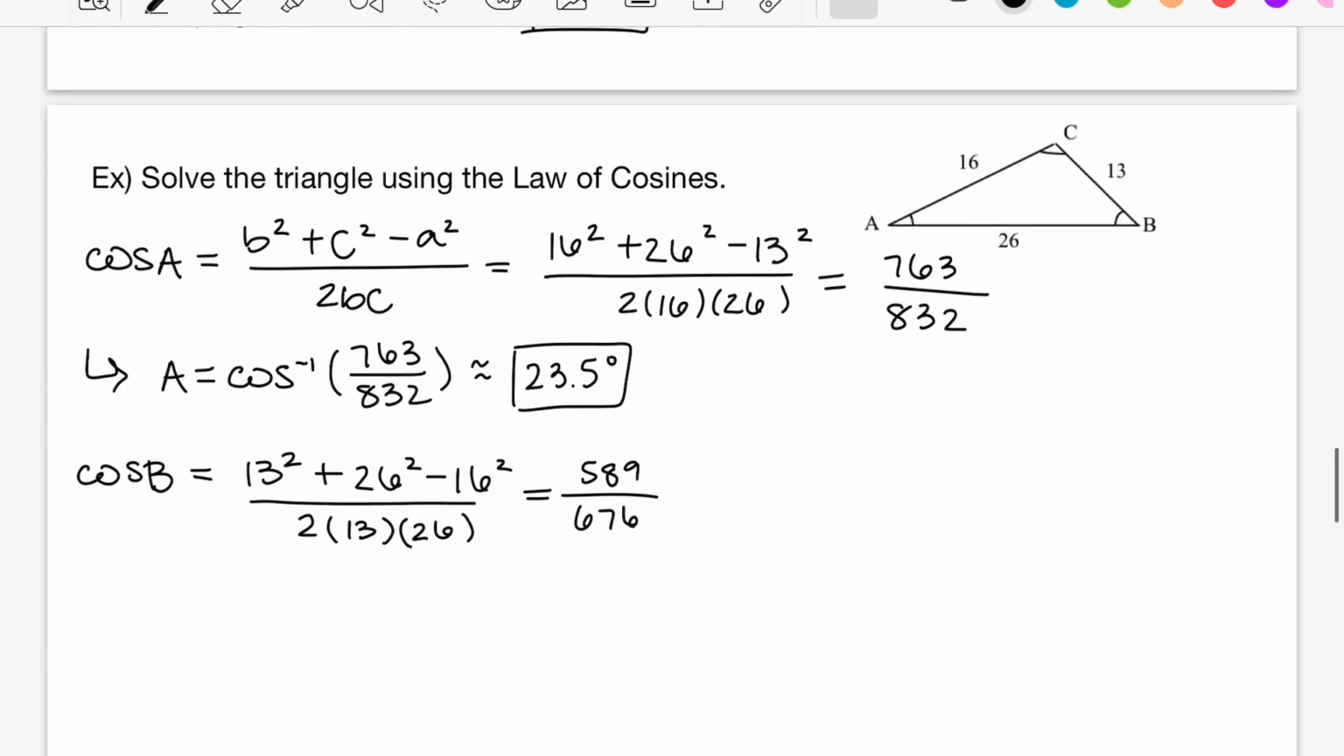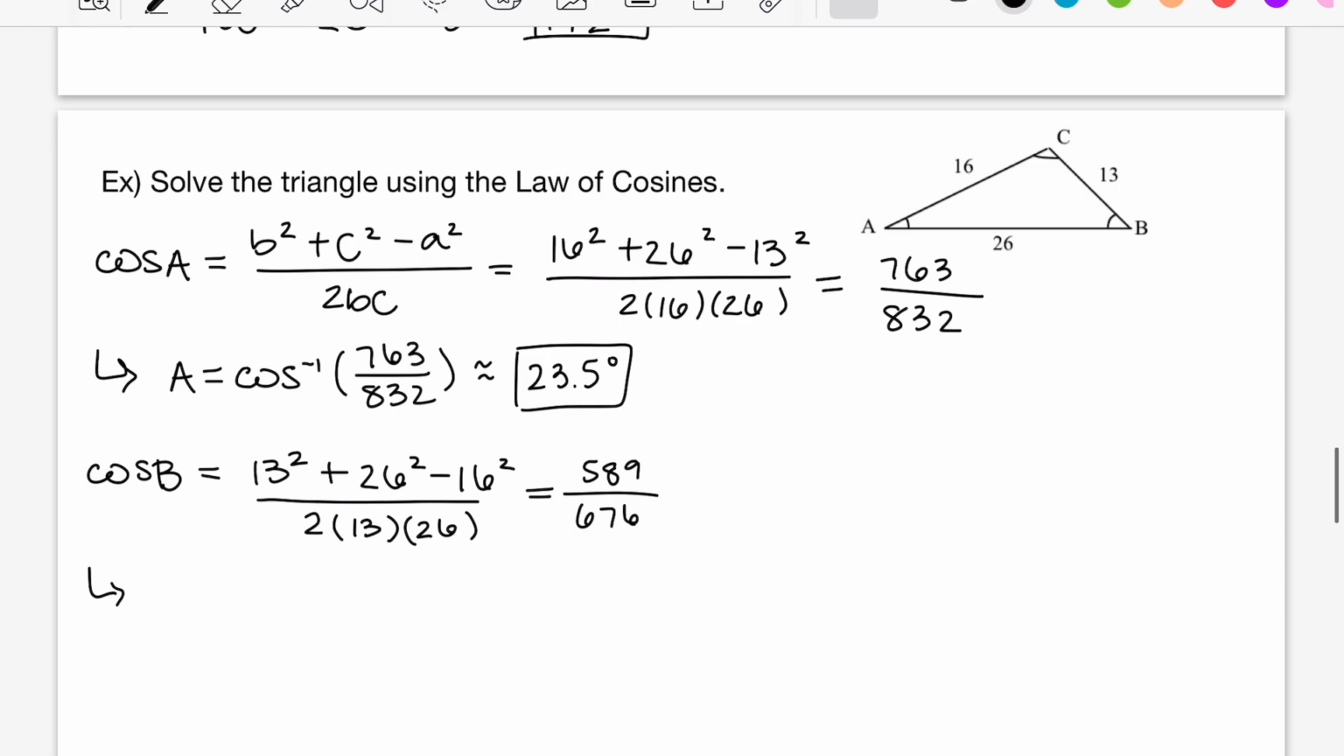And then again, we want to get B completely alone. So we know B is going to be arc cosine of this guy. And then plugging this into our calculator, we get that this is going to be approximately 29.4 degrees.